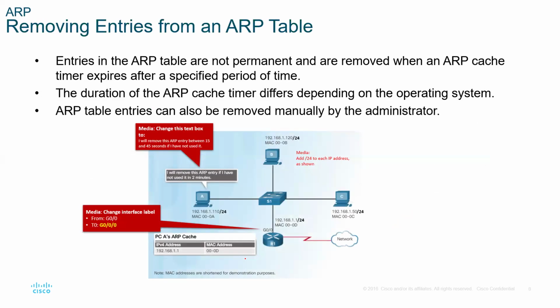Removing entries from an ARP table. Entries in the ARP table are not permanent and are removed when the cache timer expires after a specified period of time. The duration of the cache timer differs depending on the operating system. ARP tables can be removed manually by the administrator.